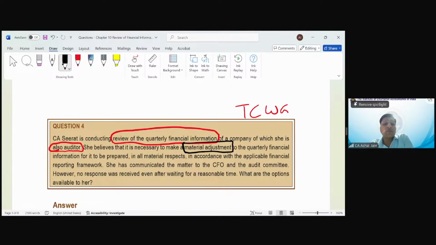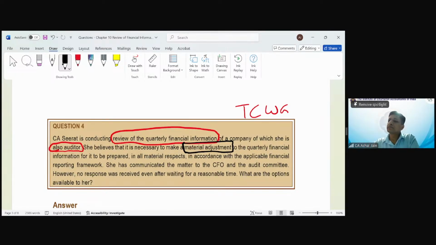However, no response was received even after waiting a reasonable time. What does it mean? It means management is not agreeing to what she requires. She requires that an adjustment entry should be made in the financial information, but management has a different view. In this case, what should she do? Over to you. What are the options available to her? Tell me quickly. What should CA Seerath do in this case?